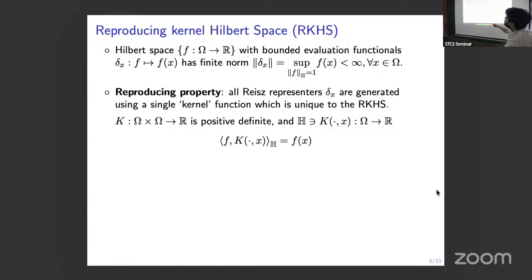Okay. So what does this reproducing property really mean? It means that when you take the dot product of f with k(·, x), this function is also an element in the Hilbert space. You get exactly this f(x). Right? This is the inner product in the Hilbert space that you're acting in.